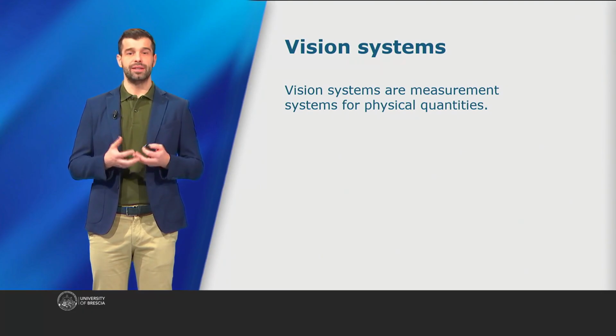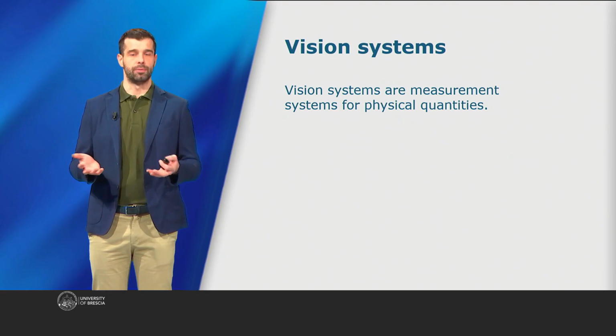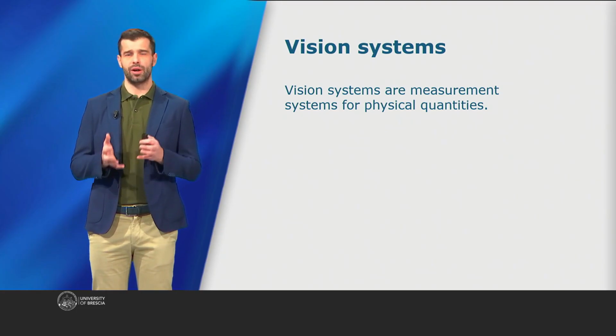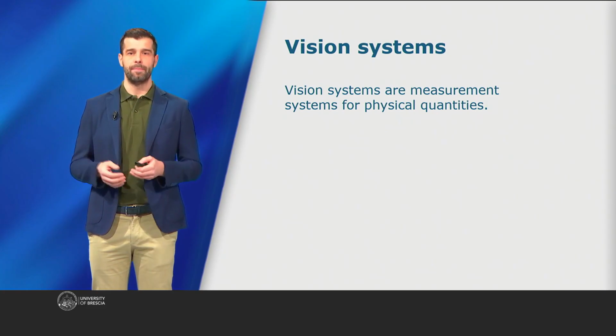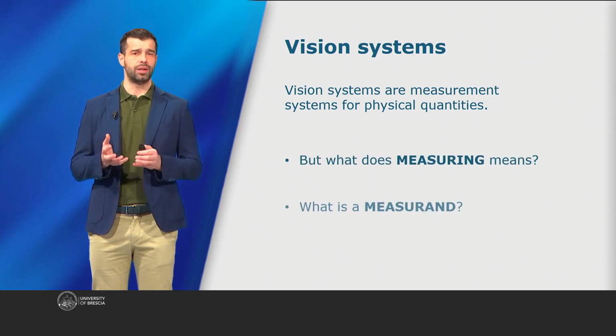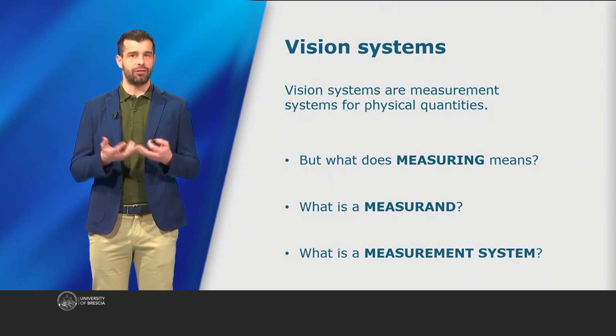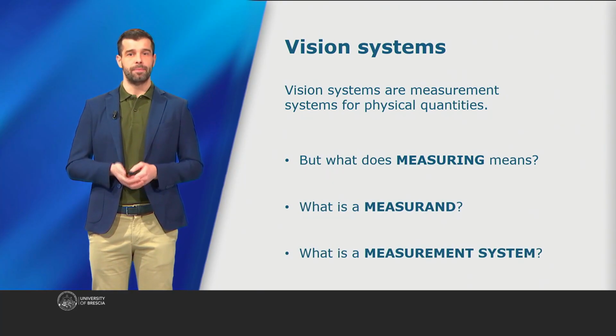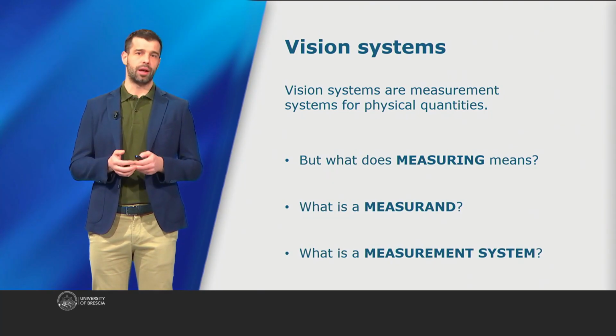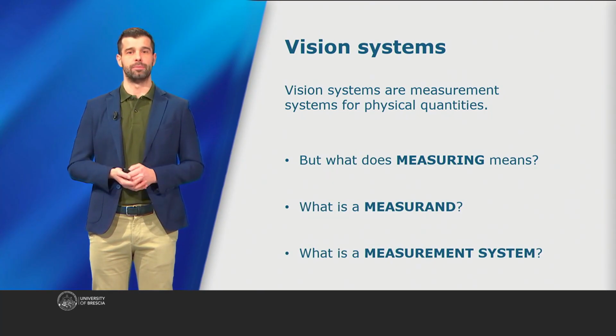A vision system is a true measurement system, just like a thermometer or any kind of ruler. Vision systems are usually used to classify objects or to take dimensional measurements. But at this point, what does it mean to measure? And what is a measurand? And finally, what is a measurement system? In this first episode, we will try to answer these questions.